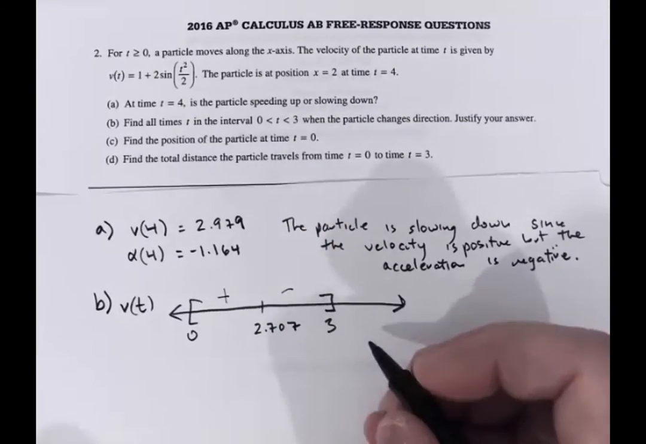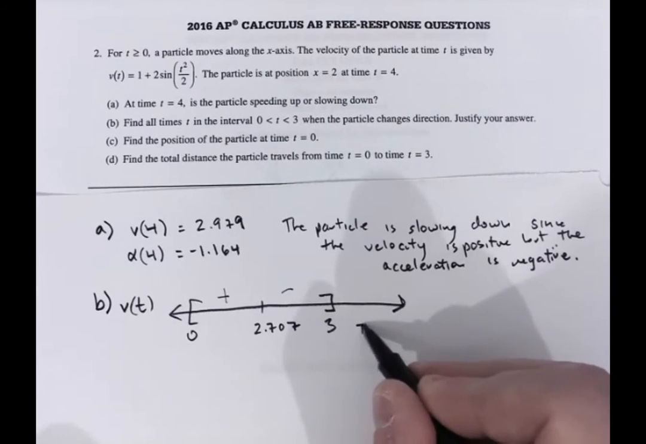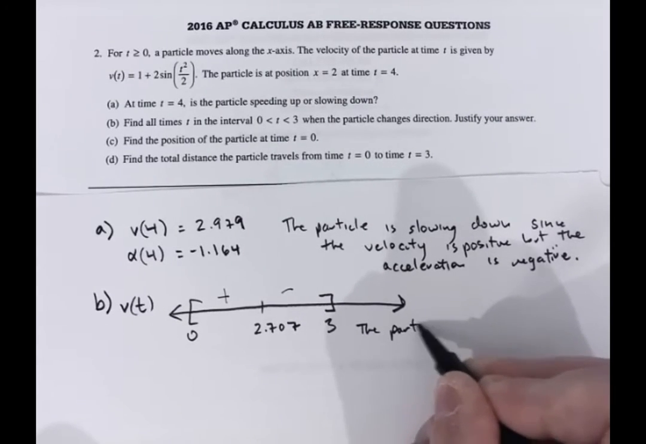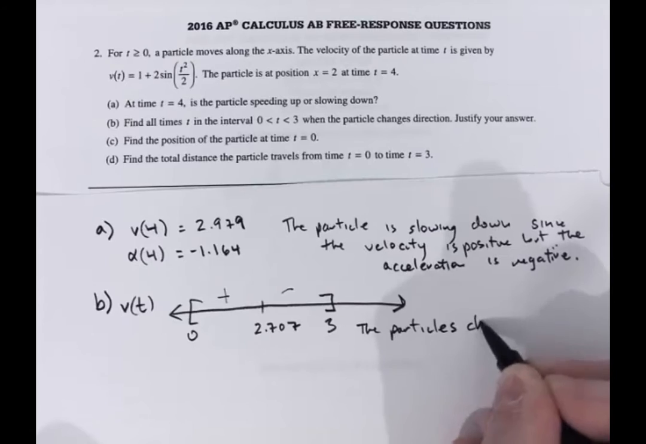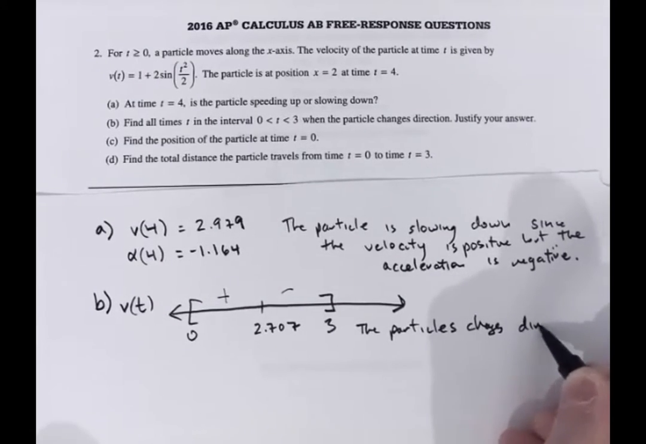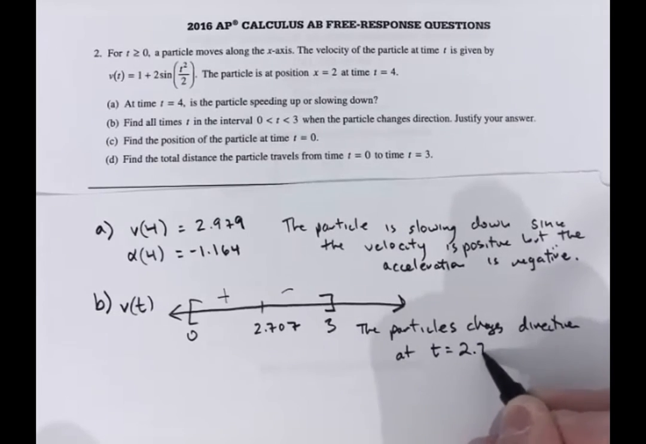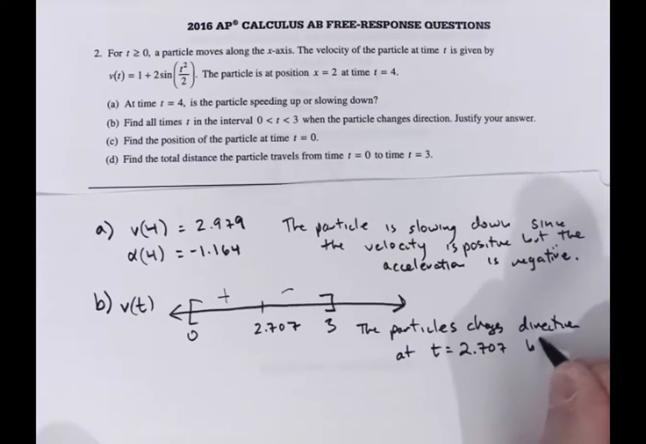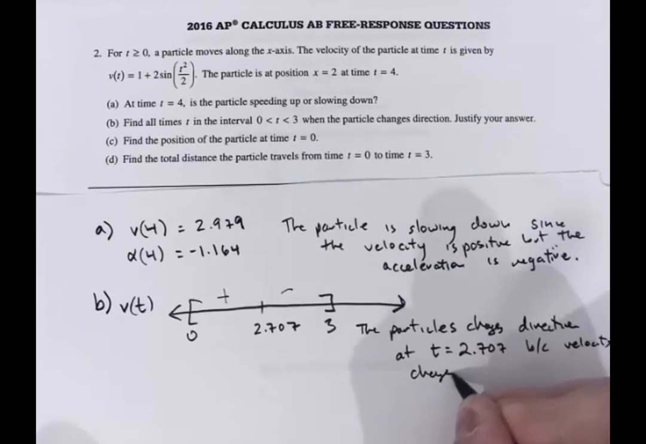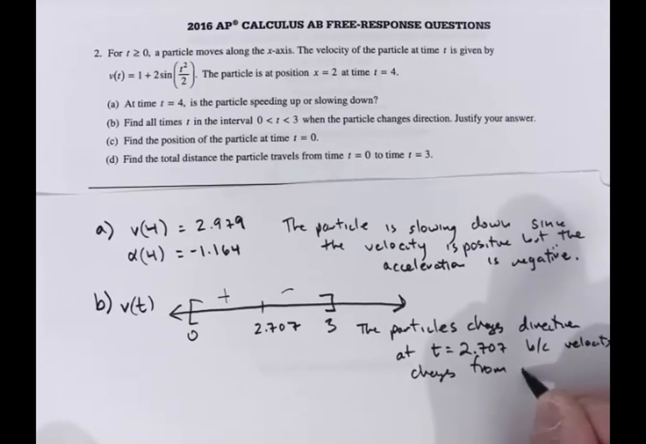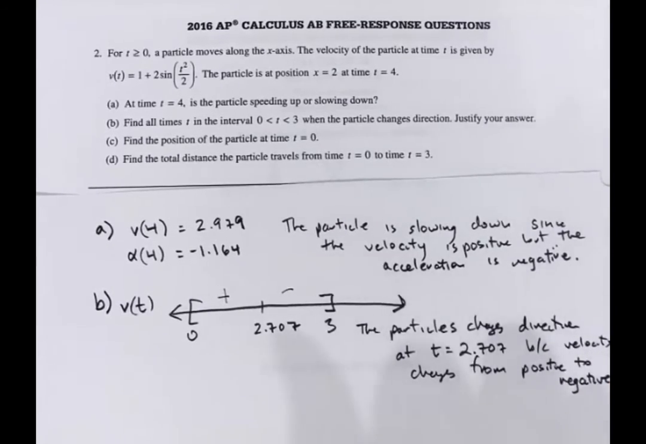So we can say that the particle changes direction at time equals 2.707 because velocity changes from positive to negative. So that should be a full justification on part B.